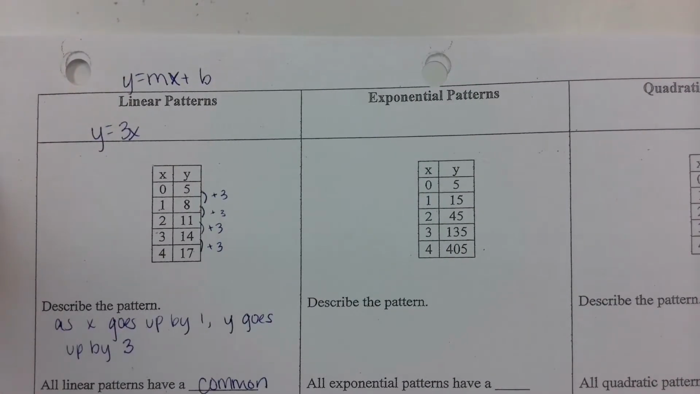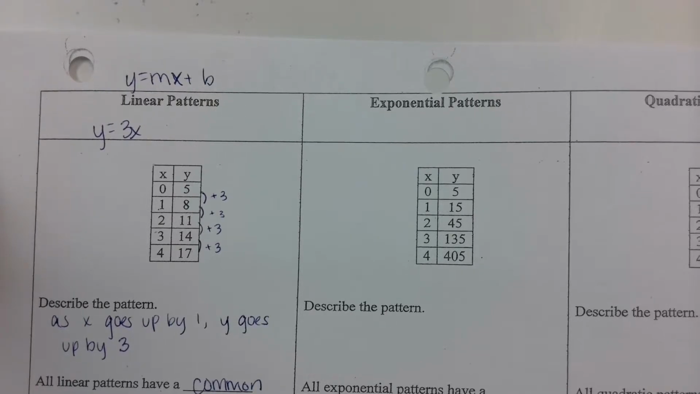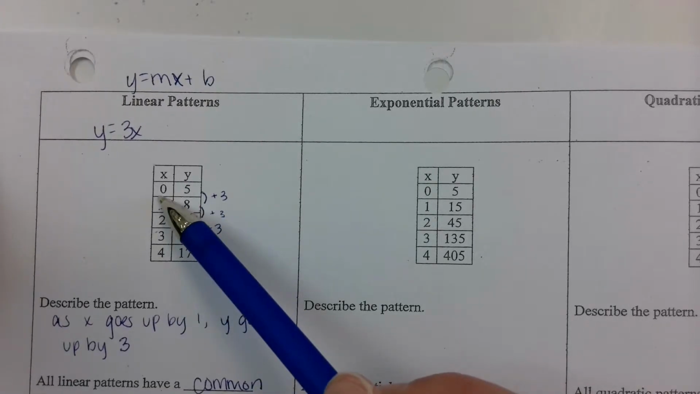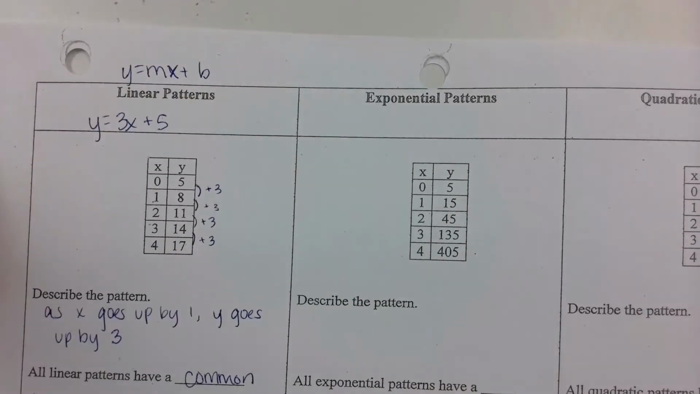And then what does b stand for? Do we know what our y-intercept is? How do we know it's 5? Because that's when x equals 0. That's 5. So your y-intercept is 5. Do y'all remember how to find that in the calculator? How to get the equation from a table? How do you do it?